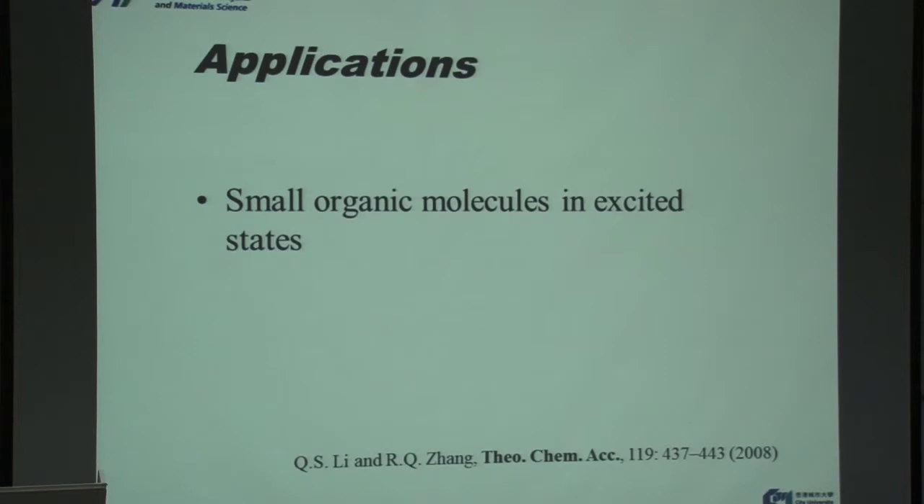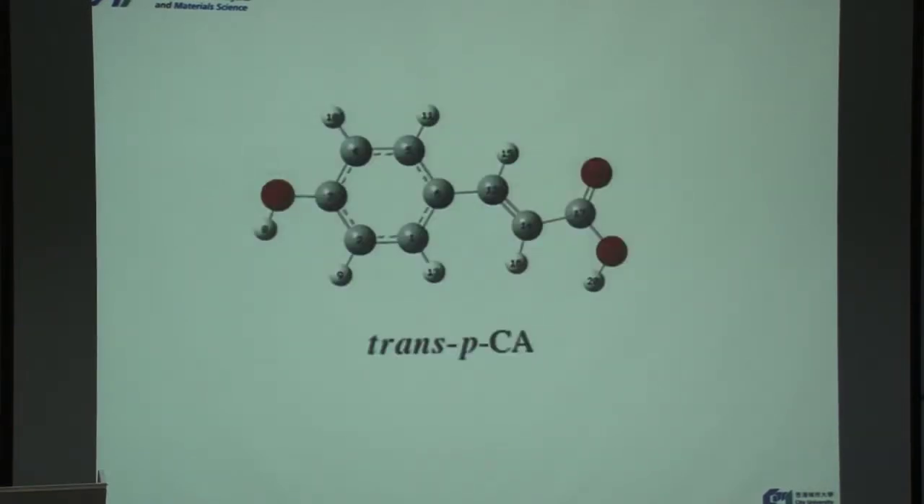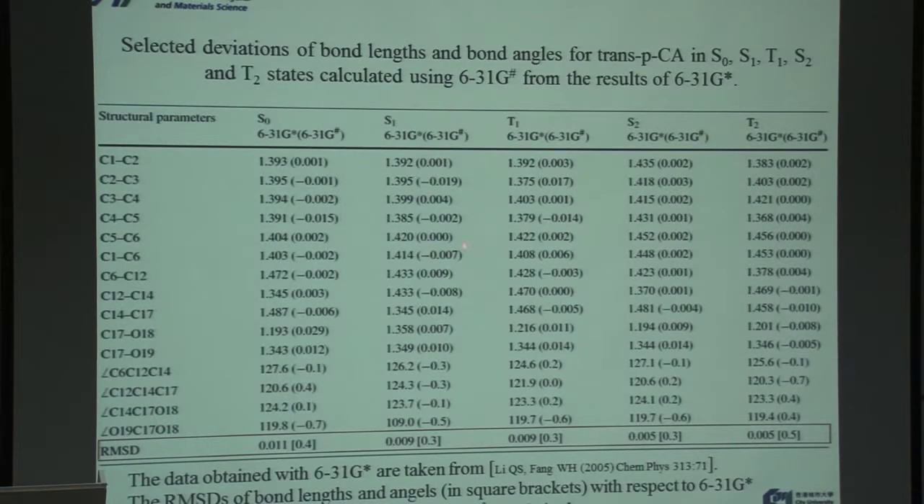Let me show you some other examples. Small organic molecule in excited state. In excited state calculation, we still can use this idea. This is the example I show you here, this trans-PCA, right? Let's look into the geometry first. The data in the parentheses are the deviation of the geometry parameters calculated with this so-called economic basis set from the ones calculated using the 6-31G star, okay.